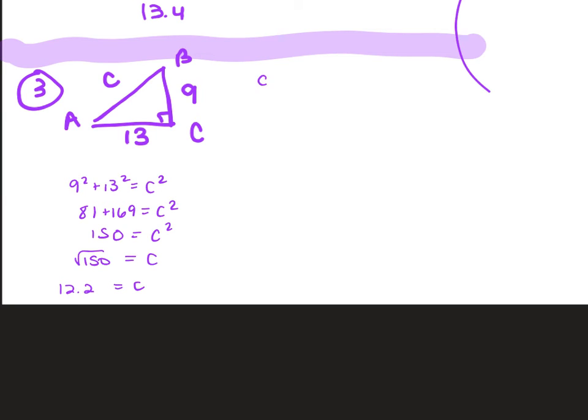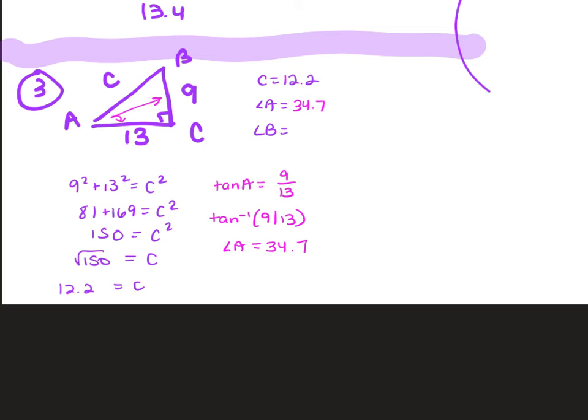.24. So we're going to say C is 12.2. And then I want to do angle A and angle B, but I want to use the sides that they originally gave me because those are accurate. So for A, 9 is opposite, 13's adjacent. So the tangent of A is equal to 9 over 13. And I'm looking for the angle, so I do the inverse tangent. Angle A, 34.69, so we're going to round that to 34.7.